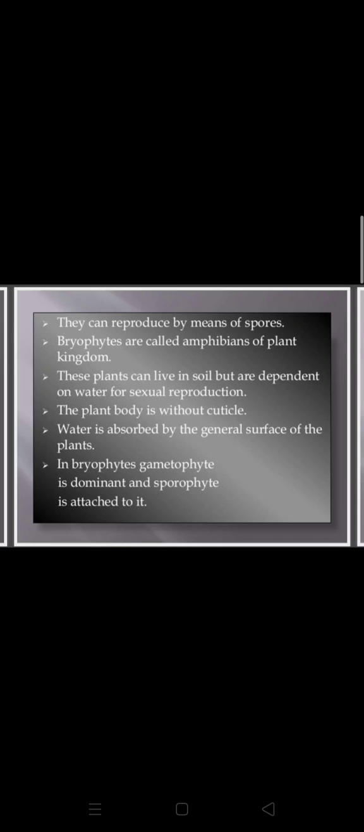The next point is very important regarding reproduction. In bryophytes, the gametophyte is dominant and the sporophyte is attached to it. So what is a gametophytic body and what is a sporophytic body? It can be easily defined from the words themselves. Gametophytic means which produces gametes and sporophytic means which produces spores. So the dominant part of bryophytes is the gametophyte. These are some general characters of bryophytes, in which we discussed their occurrence, their habit, and their means of reproduction.